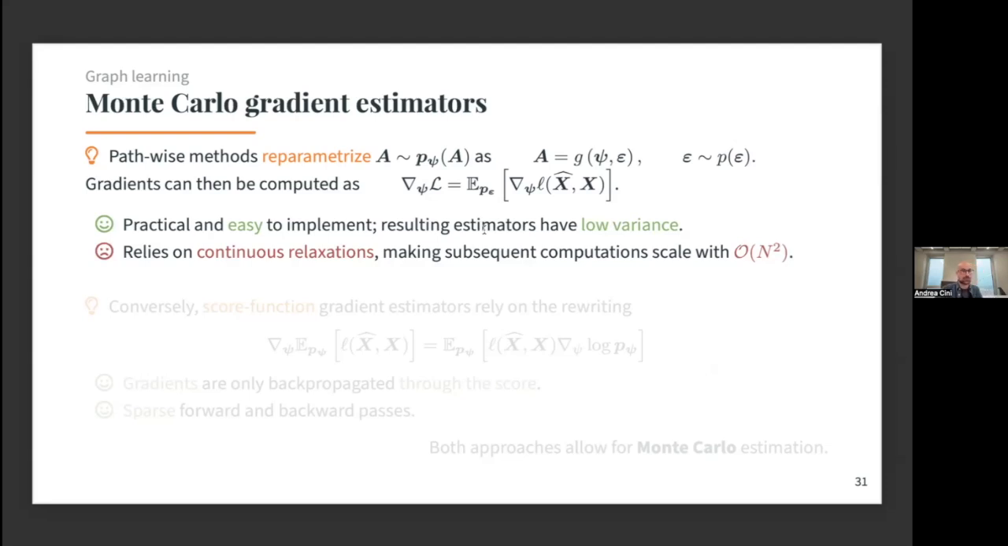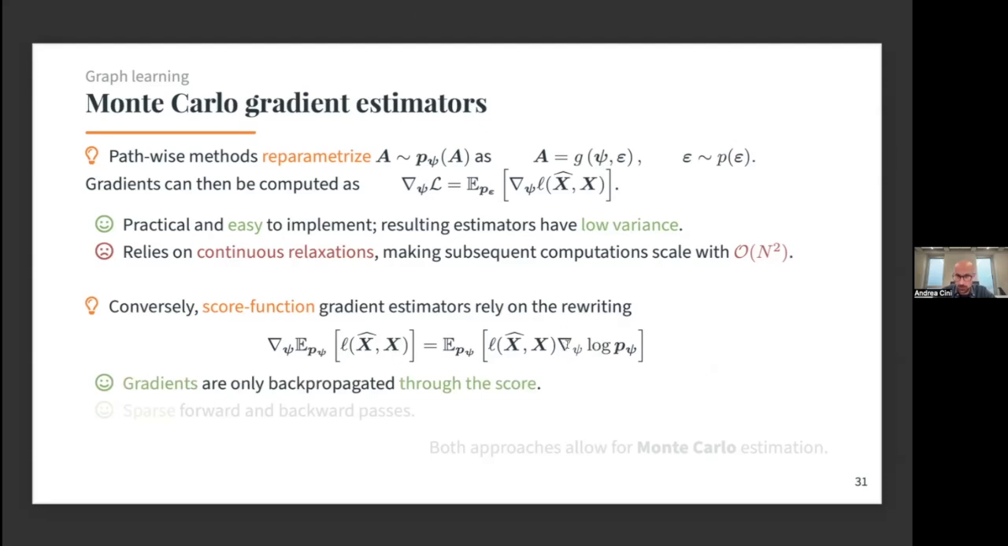The framework that we consider instead is based on score function gradient estimators that are based on this rewriting of the loss, where the gradient is computed with respect to the score function, so with respect to this log probability here. And this is something that we want because with this setting, we can keep the computation sparse when computing the loss. So we can have both forward and backward passes that are sparse. And clearly, both of these expectations can have Monte Carlo estimators, so can be estimated by sampling the distribution.